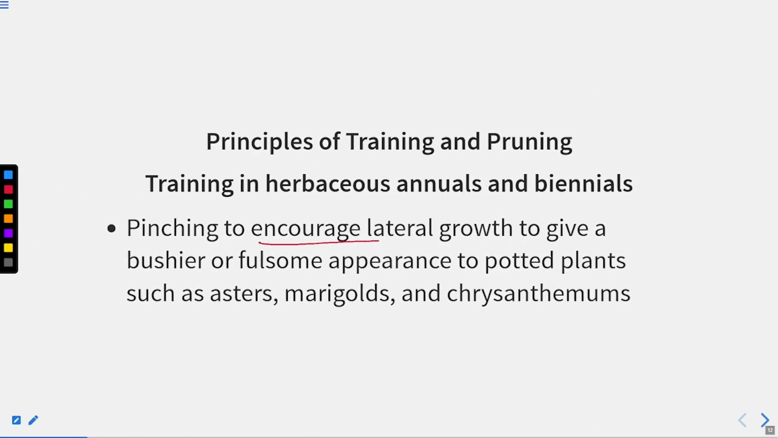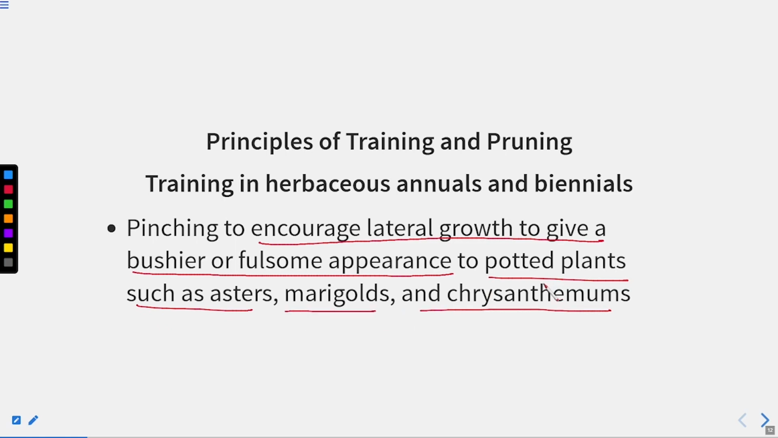Pinching to encourage lateral growth to give a bushier or fulsome appearance to potted plants such as asters, marigolds, and chrysanthemum. So we also do what? We cut some of the lateral growth, right? So that the plant can have a proper bushier appearance and they look good, and they can have proper flowers also. And such can be done in the case of asters, marigold, chrysanthemum in the potted plant.